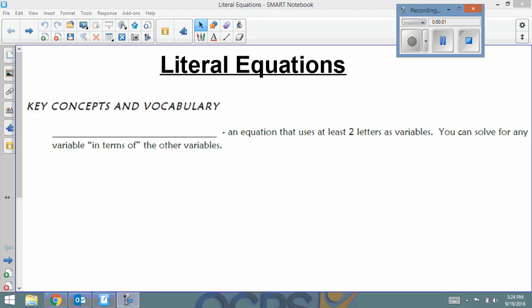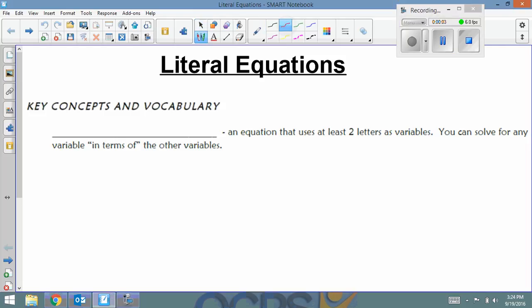So today we're going to talk about literal equations. Literal equations are equations that contain at least two letters or variables. Okay, we can solve for any of them in terms of other variables and things like that. And those are the examples I'm going to show you today.